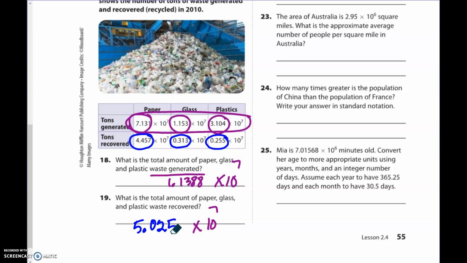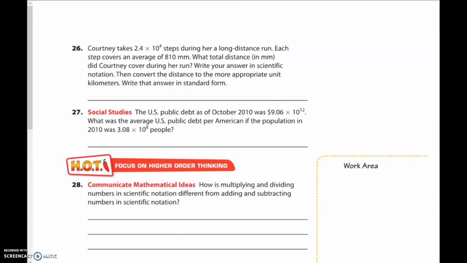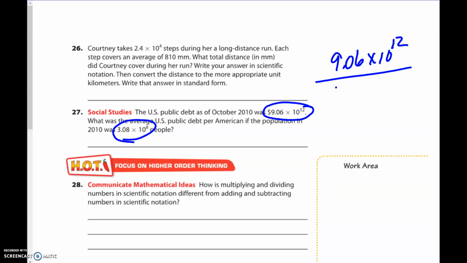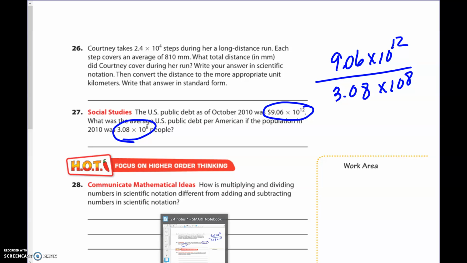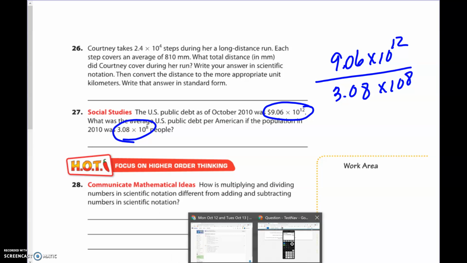The next number we had to do was 27. So in 27, the public debt was this number right here. The average for all the people was this right here. So they want to know how many times greater that is. So we're going to take the 9.06 times 10 to the 12th, and we're going to divide by 3.08 times 10 to the 8th. So we can just go do that right on the calculator. We're going to just take those numbers and go right to the calculator here.